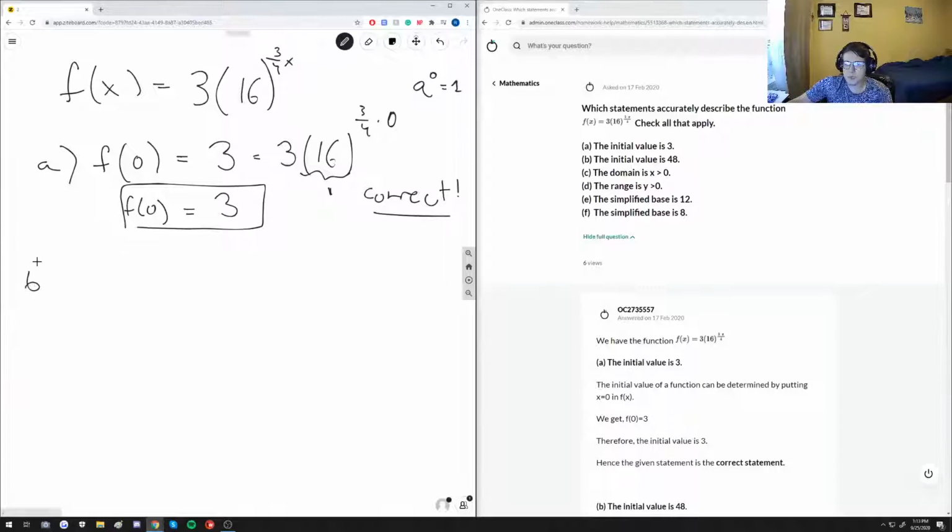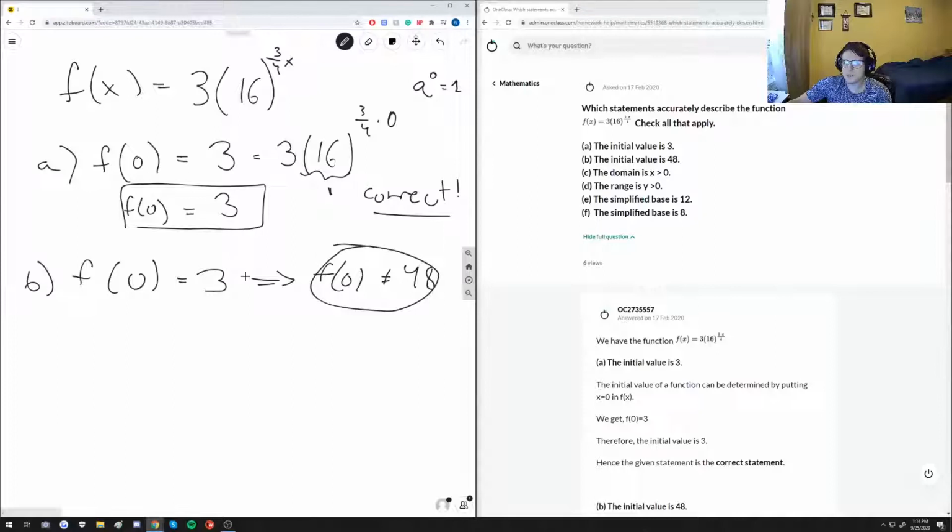All right. Our next statement. The initial value is 48. So since we already found that the initial value is 3, right? So we know that it's 3, then that implies that it's not 48, right? So that would be incorrect.